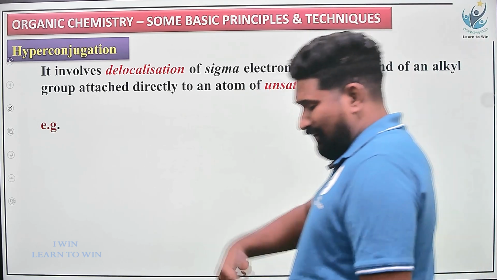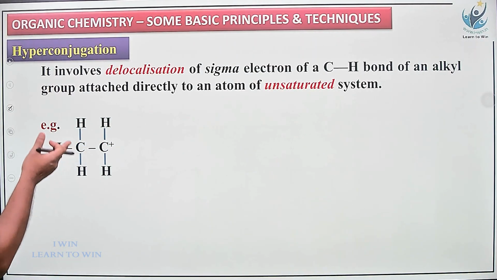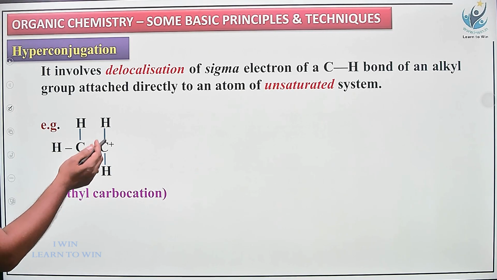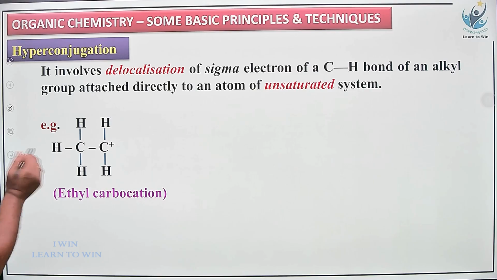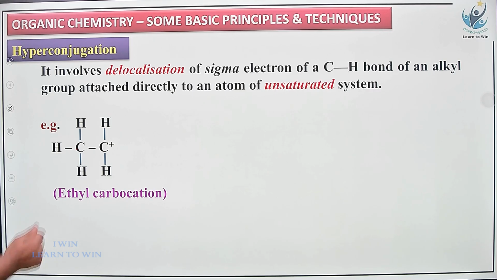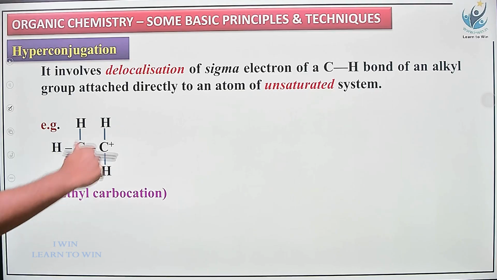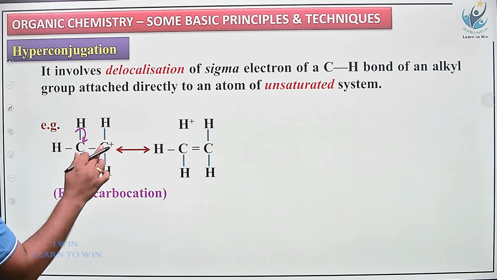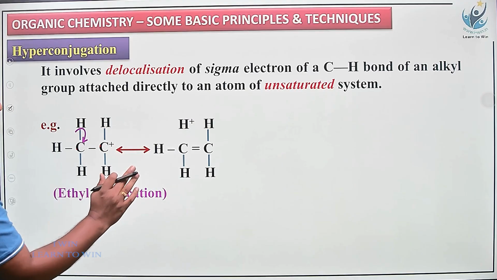So my dear students, once again look here very quickly. This is CH3CH2+, the ethyl carbocation. Which one is the alpha carbon here? This is the alpha carbon and these are the alpha hydrogens. Now look at the shifting of the sigma bond electrons to the adjacent half-filled or empty vacant orbital of the next carbon. If the electrons are shifted here, this becomes a cation and a double bond is formed.